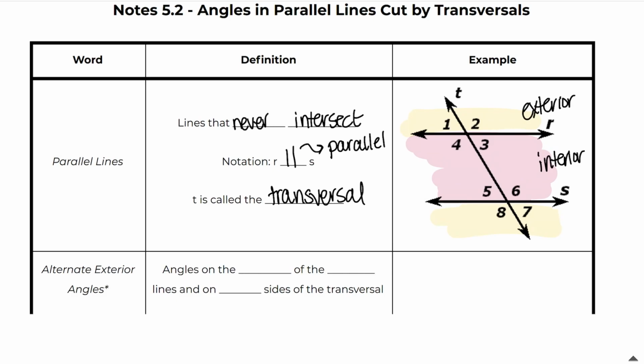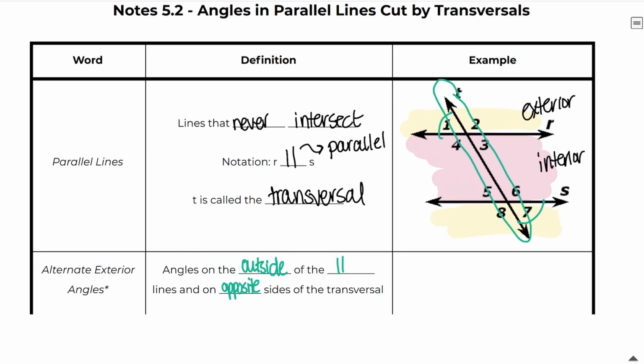So let's fill in the definition of an alternate exterior angle. Alternate exterior angles are angles that are on the outside of the parallel lines and on opposite sides of the transversal. For example, angle 1 is on the outside of my parallel lines, okay? And the other angle that is the alternate exterior angle to it is angle 7. One of them has to be on the top slice of bread, the other one has to be from the bottom slice of bread. Notice how they are on opposite sides of that transversal, which is why they are called alternate exterior angles.